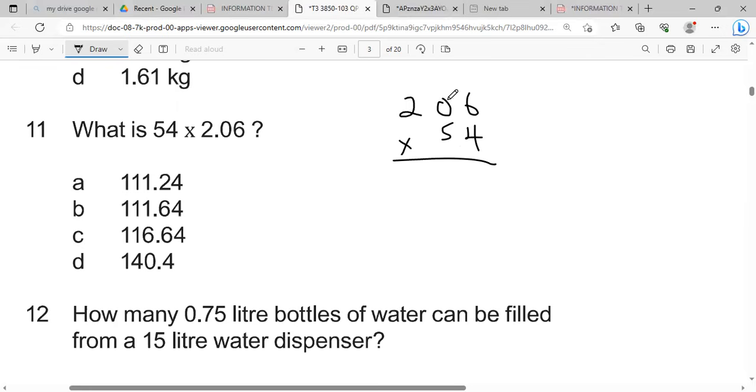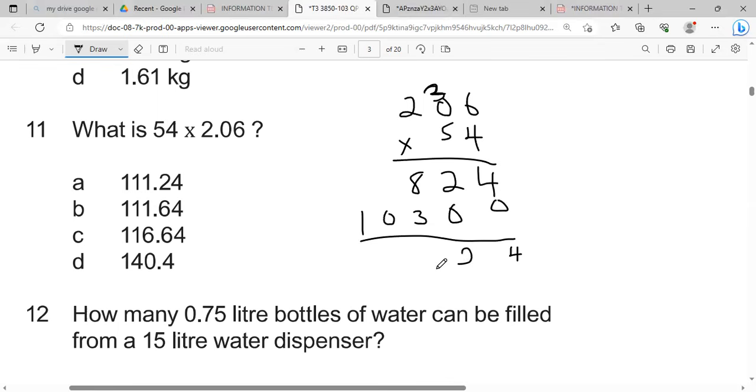All right, so let's go. 4 6s, 24. 400 plus 2, 2. 4 2s, 8. Let's put a 0 to hold the space. 5 6s, 30. So I'm going to change this to a 3. 500 plus 3, 3. 5 2s, 10. So let's add, and that will give us our answer. 0 plus 4, 0 plus 2, and 3 plus 8, 11. All right, but remember, initially we had 2 decimal places, so our answer should come back to 2 decimal places. So that gives us 111.24, which is A.